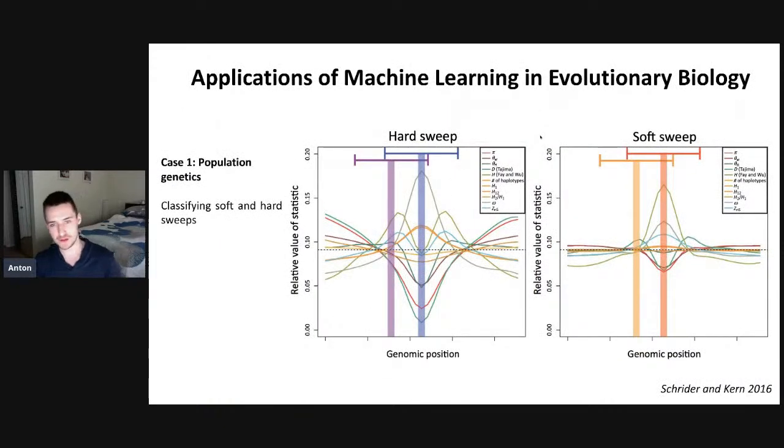Now, finally, let's move to some biology and some applications of machine learning in evolutionary biology. Here is an example of how we can use machine learning to distinguish between, for example, hard sweeps and soft sweeps. We can derive some summary statistics from genetic data, and that's going to be our input vector. We can train an algorithm on that. We can simulate genetic data, derive those vectors from the simulated data sets, and train our network. Then we can pipe in our true data, our true vectors, and classify whether it's a hard sweep or a soft sweep.